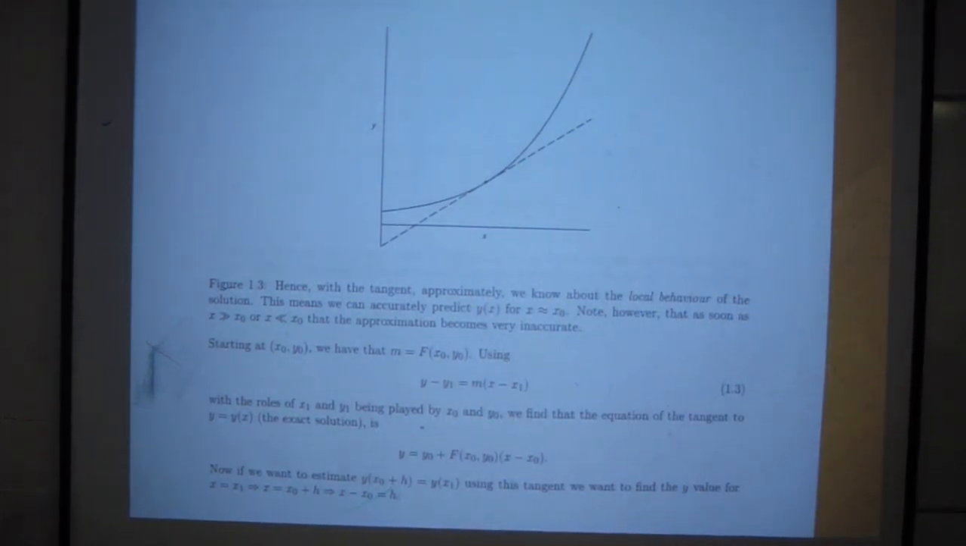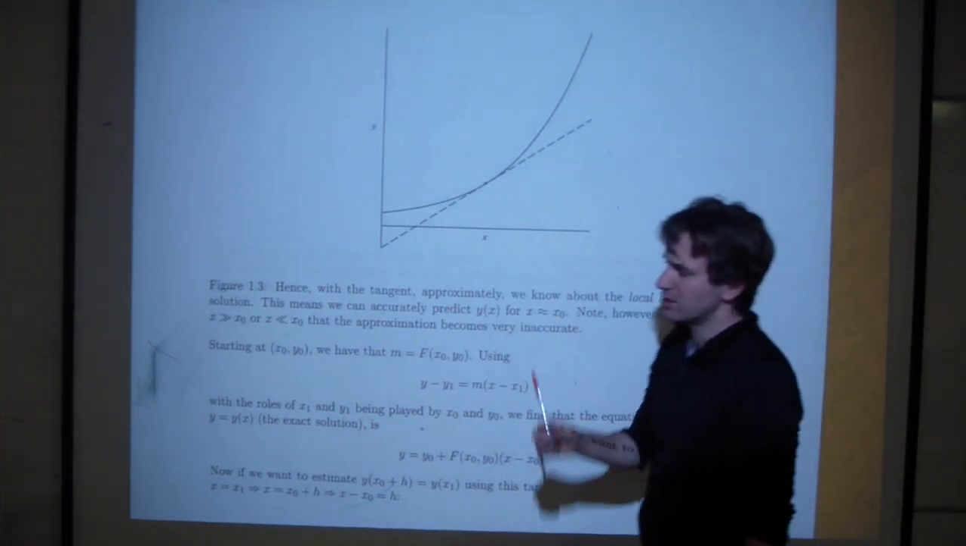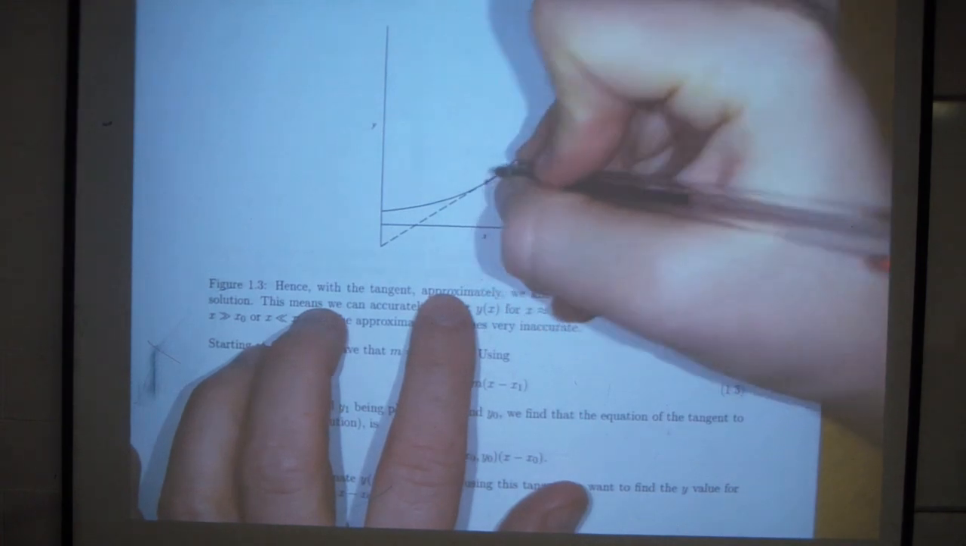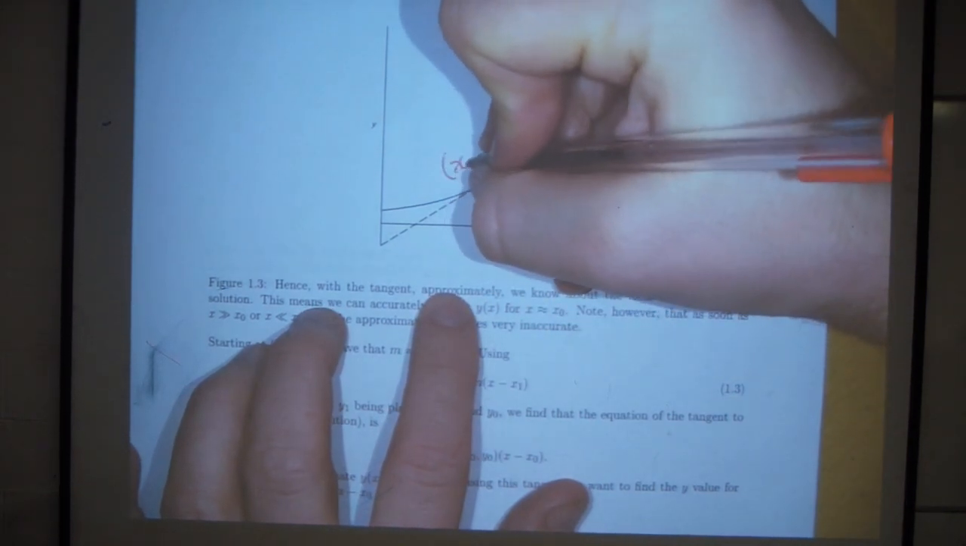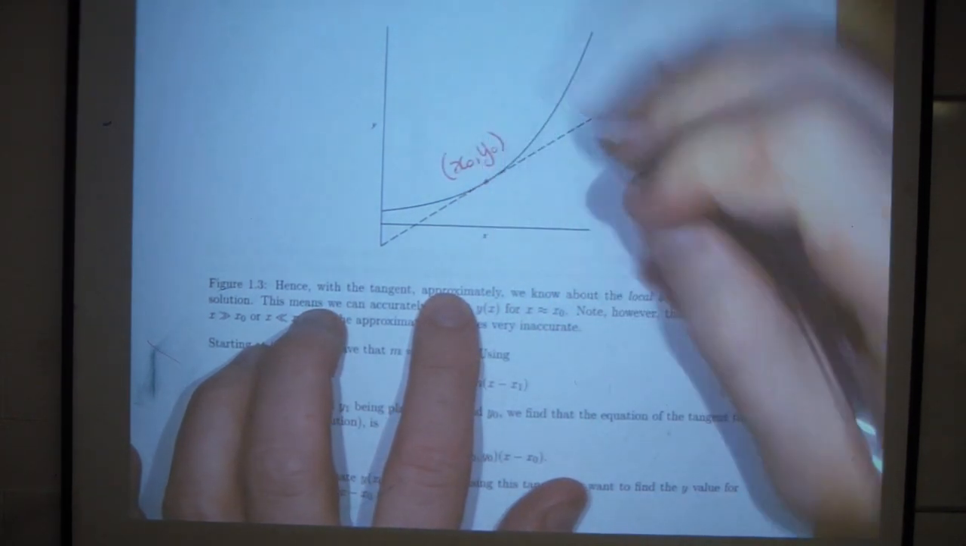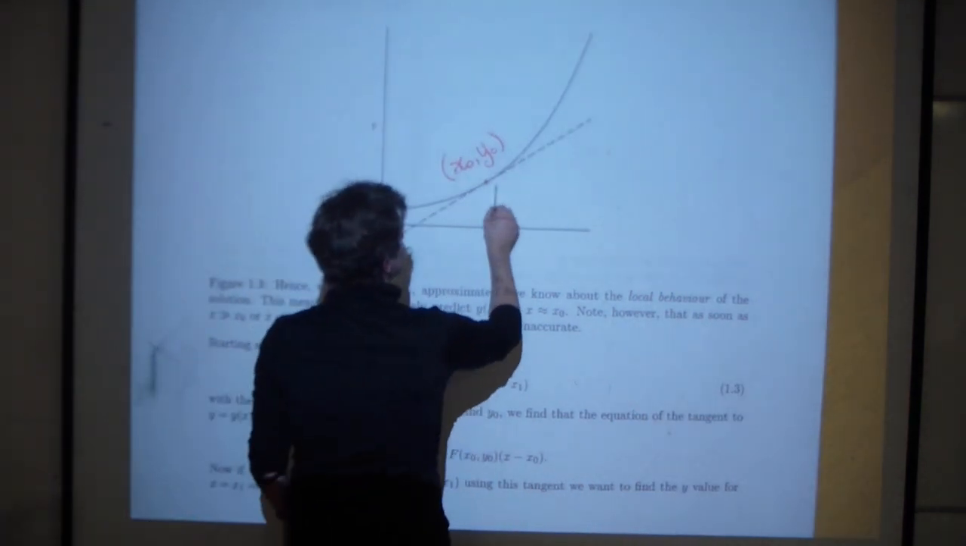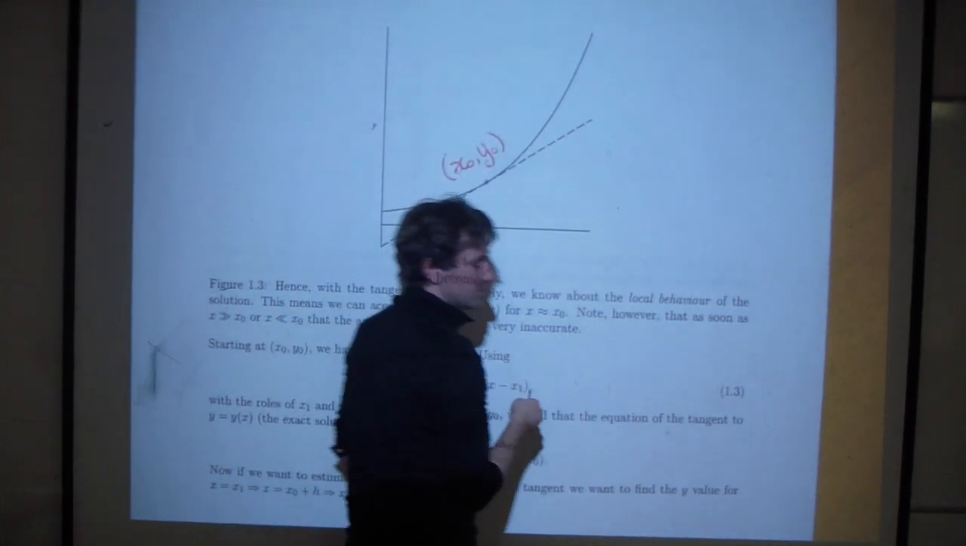This means that for values of x that are close to x0, so maybe we might specify again that this is the starting point, x0, y0, and we know for values of x close to that, like if we just come over, say from here to here, we can use the tangent to predict what's going on.